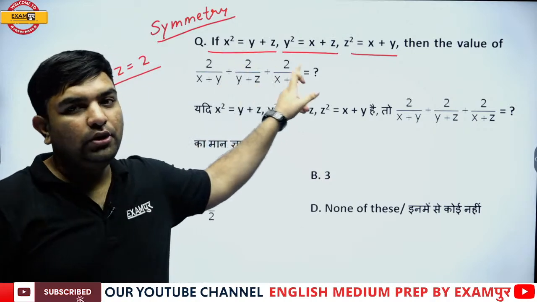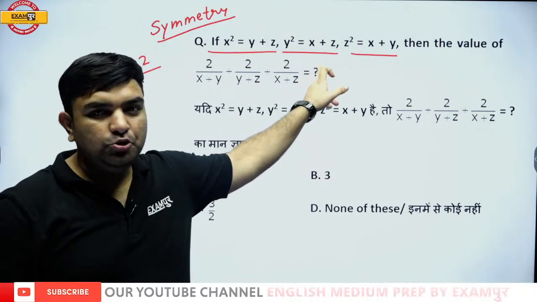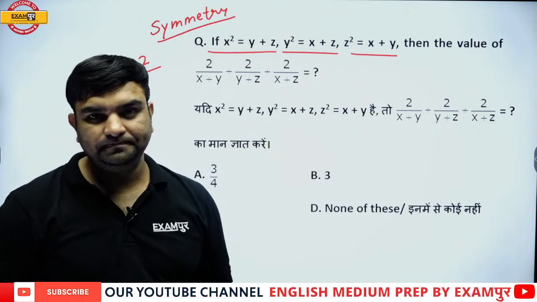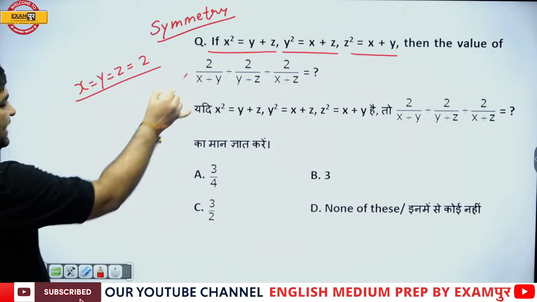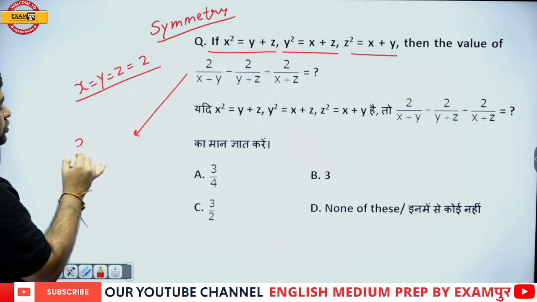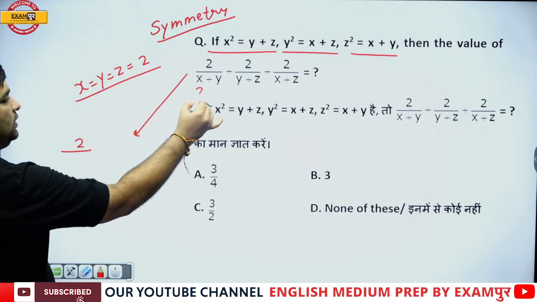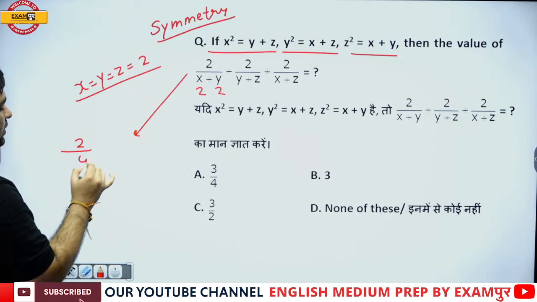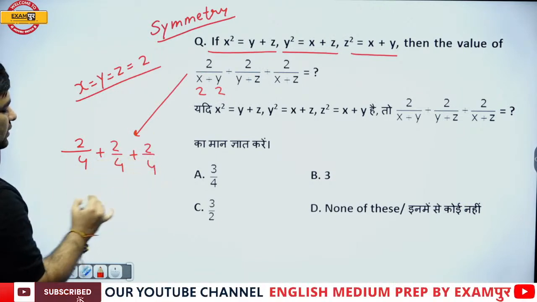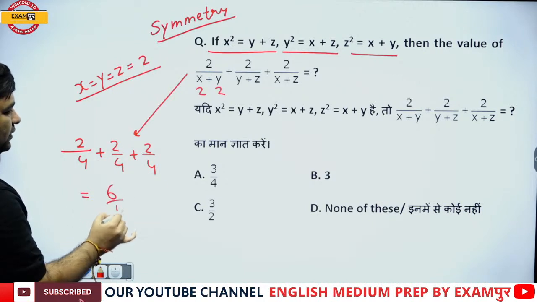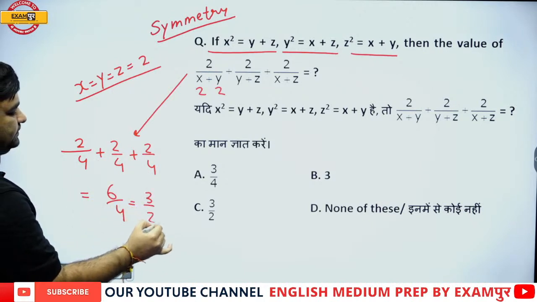2 square is equal to 2 plus 2. Again, 2 square is equal to 2 plus 2. Okay, so what is the answer? 2 upon 2 plus 2, which is 4. 2 by 4, 2 by 4. The answer is 6 by 4, which is 3 by 2.